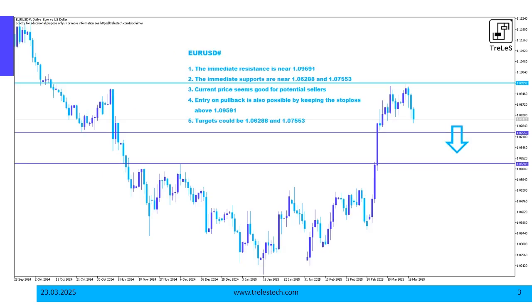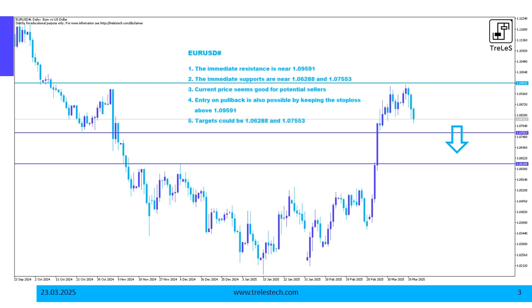The second chart presents EURUSD. Currently, the immediate resistance is near 1.09591, while the immediate support levels are around 1.06288 and 1.07553. Given the price action, this level looks favorable for potential sellers.